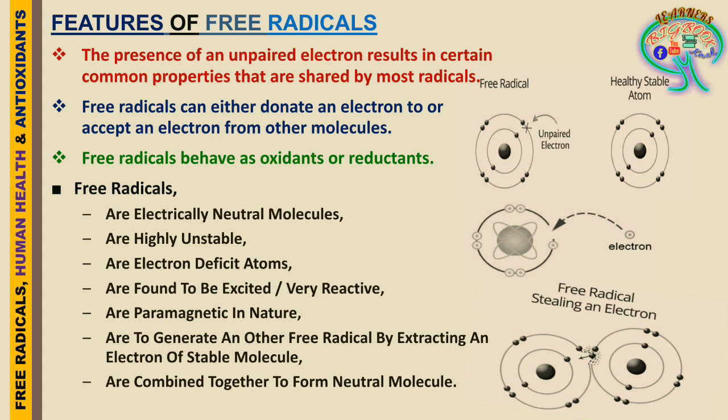There the paramagnetism is going to get neutralized. So here, due to that, the molecule is going to become a highly stable one. Further, these free radicals are going to generate another free radical by extracting an electron from a stable molecule.